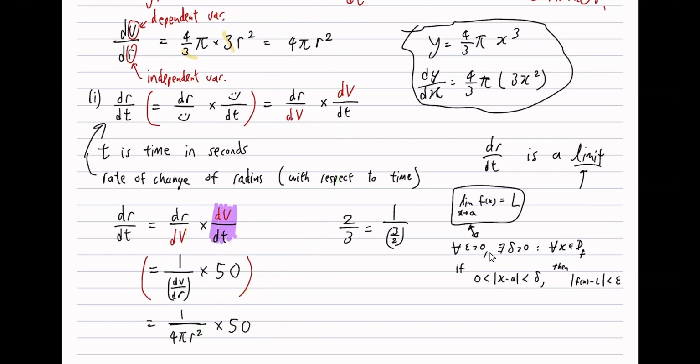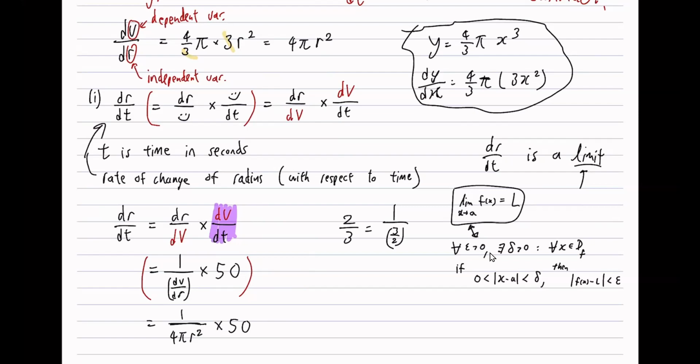Okay, are we done? No. Why? Because this question actually reads in the following way. Look at the question, don't look at my screen anymore. Here's how you read it. Blah, blah, blah, at a constant rate of 50 cm³ per second. Find the rate of change of part 1, the radius, when its radius is 20 cm.